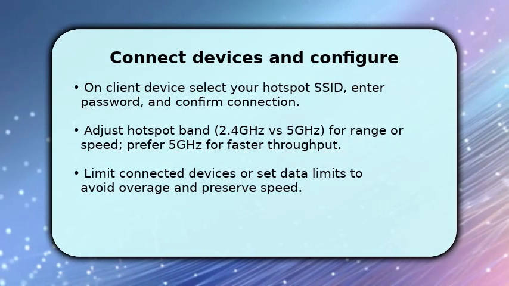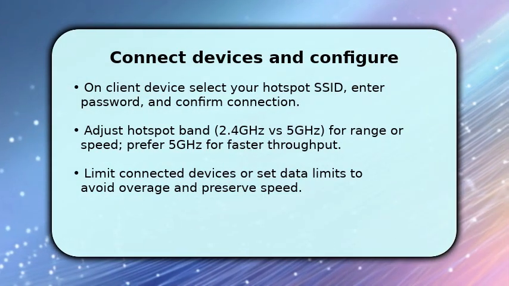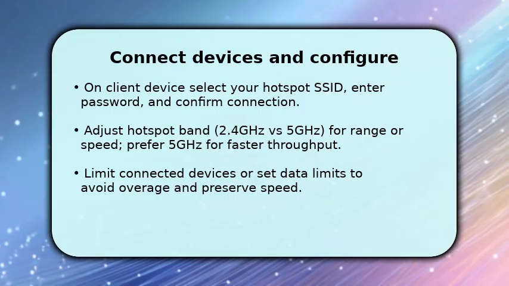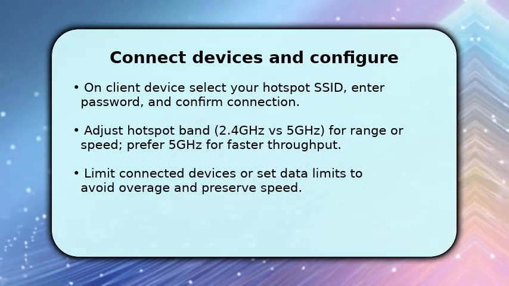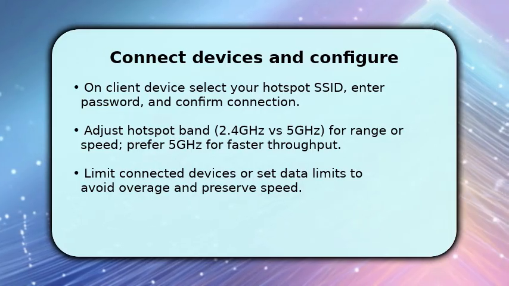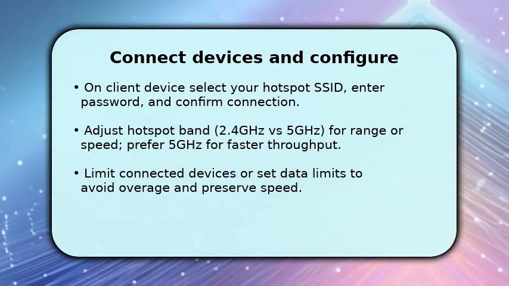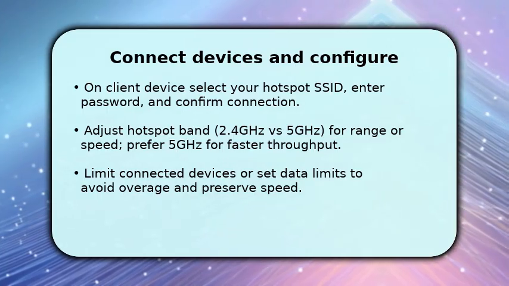Once the hotspot is active, you connect client devices. On each laptop or tablet, choose the SSID you created and enter the password you set. Make sure to pick the optimal band, switch to 5 GHz for better speed or 2.4 GHz if you need longer range. Next, open hotspot options to limit the number of connections and enable data saver or a data cap.